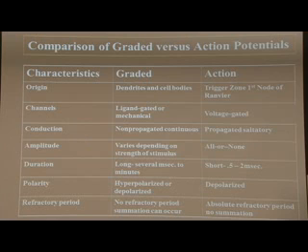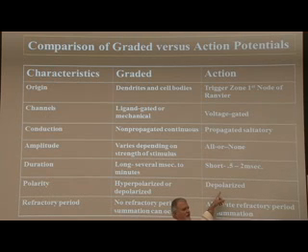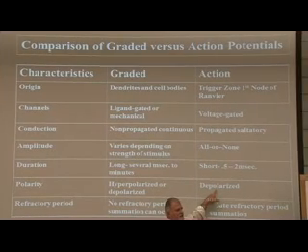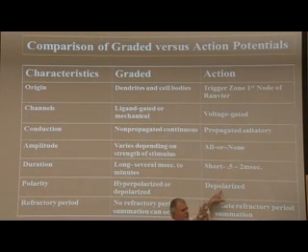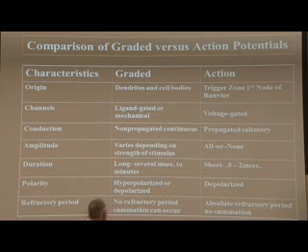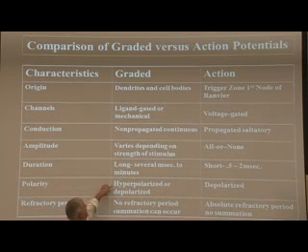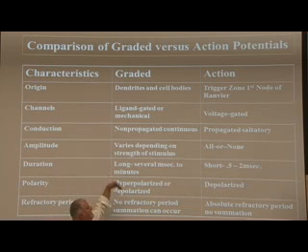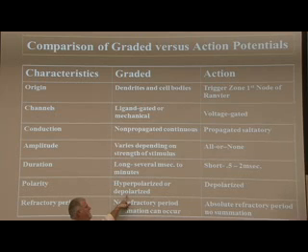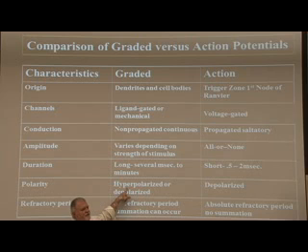So I want to go back to another statement here that I just kind of avoided for a little bit. That was that at the trigger zone, if we have a threshold, we're always going to get a depolarization followed by a repolarization that takes us back to rest. Well, what we can get at a dendrite with a graded potential is a depolarization or a hyperpolarization.